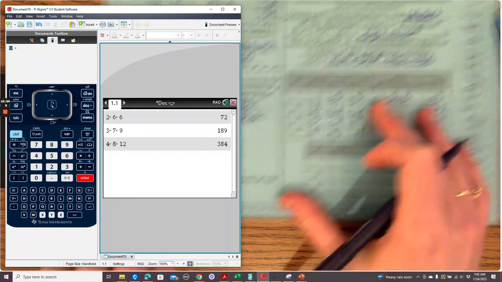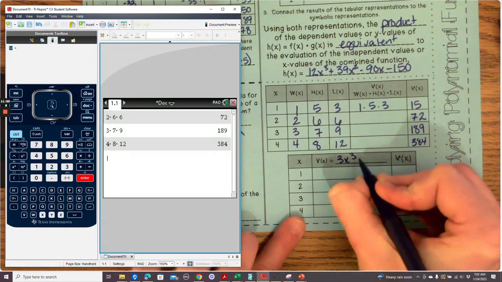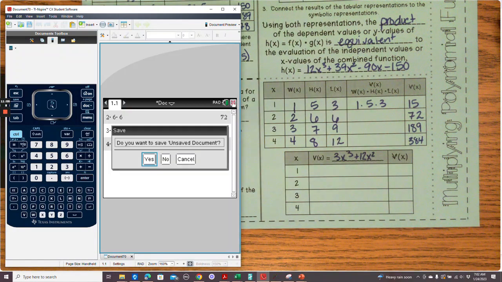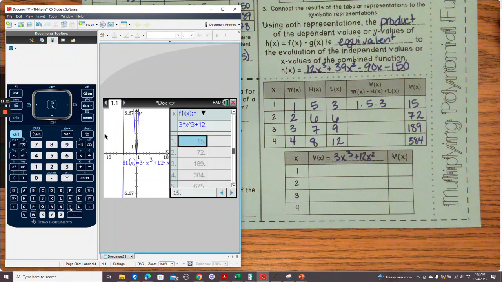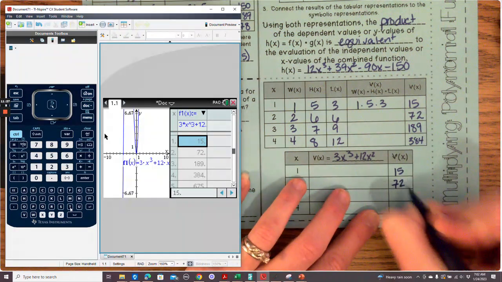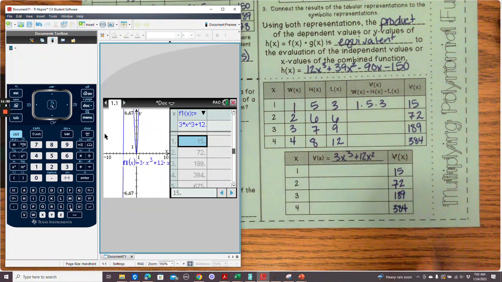Or we could use that function we created. The 3x cubed plus 12x squared. Again, we could plug and chug. I'm just going to stick it in the graph. So 3x cubed plus 12x squared. Pull up the table. And then we've got our values. And you can see again, just like in our other tables, everything matches up nice and neat.